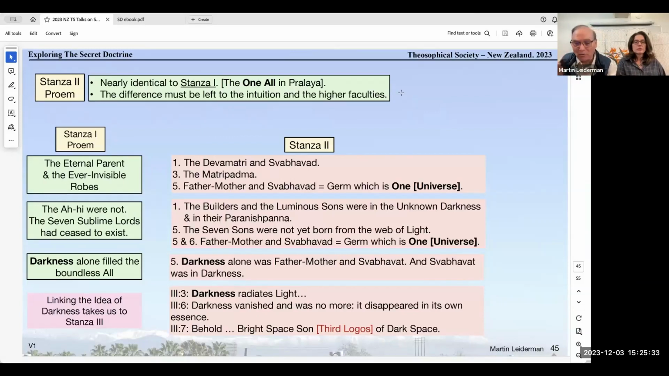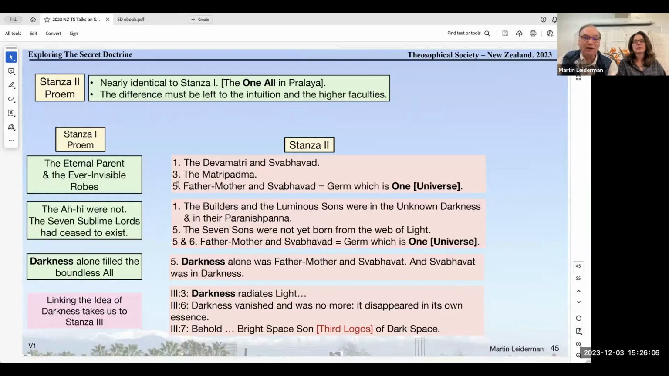First thing is always the vocabulary. Which ideas she describes in stanza 1 and how she represents them in stanza 2. So in stanza 1, sloka 1, it says the eternal parent and the ever invisible robes. We spoke about them. In stanza 2, you're going to see that the vocabulary changed to Deva Matri, Swabhavat. It's no longer eternal parent, ever invisible robes. Also, it describes these two as one, the Matri Padma.